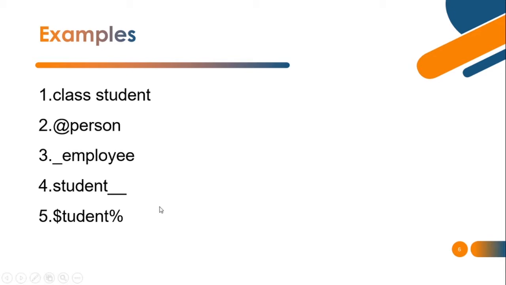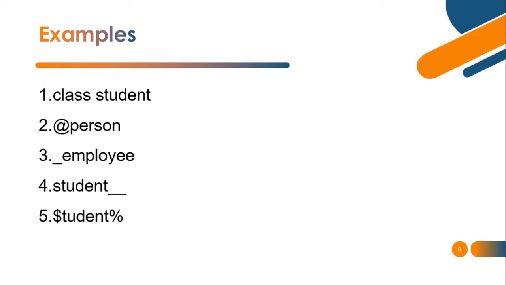So welcome back. Let's try to answer this example. If you look at the example, the valid identifiers are number 3 and number 4. Why? Because number 3 starts with a single underscore, meaning it is a private identifier, while number 4 ends with double underscores, meaning it is a language-based identifier. How about 1, 2, and 5? Why is it that they are not valid identifiers?